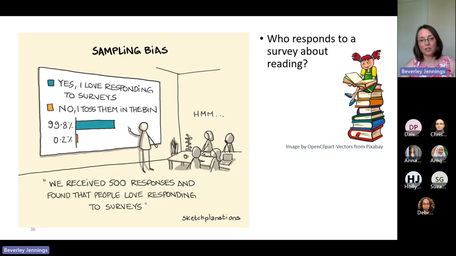And I really love this little cartoon where everyone who returned the survey said they loved responding to surveys. And I think if I'm sending around an email saying, please answer these questions about reading, what I've got is the people who love reading or who are good at reading or who feel positive about reading are responding. And then that has skewed my results. But I just have to say that that's what I've got and bear that in mind.